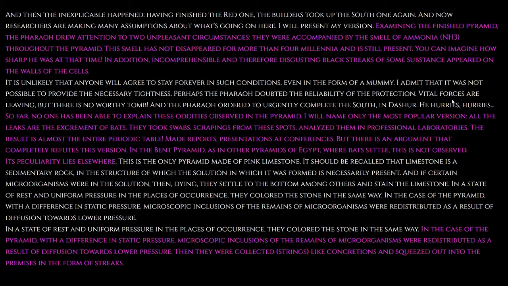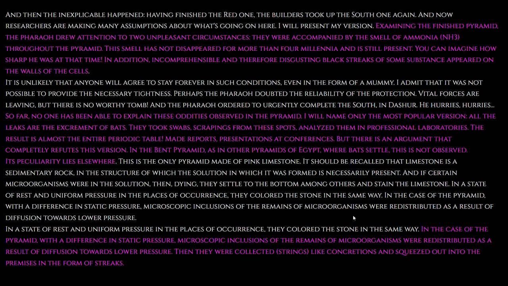So in regard to the black streaks and stains found inside of the Red Pyramid, this research team proposes that this is a result of microscopic inclusions of the remains of microorganisms found inside of those limestone blocks. And under the significant pressure created by the mass of stones above these chambers, those inclusions of microorganisms were squeezed out of the stone.